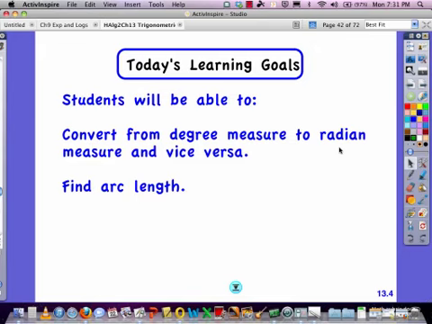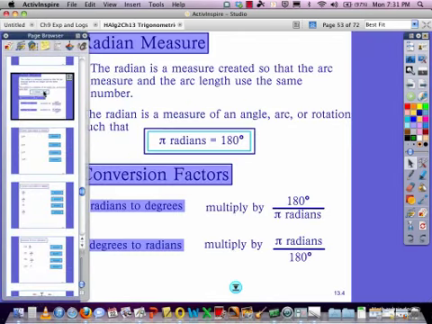Okay, our fourth section in this chapter really is dealing with radian measure and arc length. So you can see our learning goals today. We're going to be able to convert from degree measure to radian measure and back and forth, and also how to find arc length. Now, knowing that, let's get started and try this.